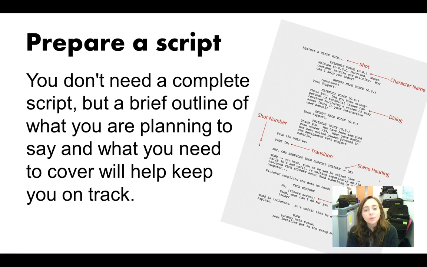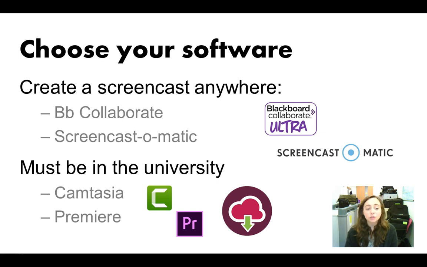So the first thing to do is to create a script. You can either write down each sentence that you want to say, or you can use bullet points, short sentences, keywords. It's entirely up to you. The idea is just to keep you on track when you're actually recording your screencast. So write your script and have a little practice and a few run-throughs so you know roughly what you want to say. And once you've done that, you can choose which software you want to record your screencast on.